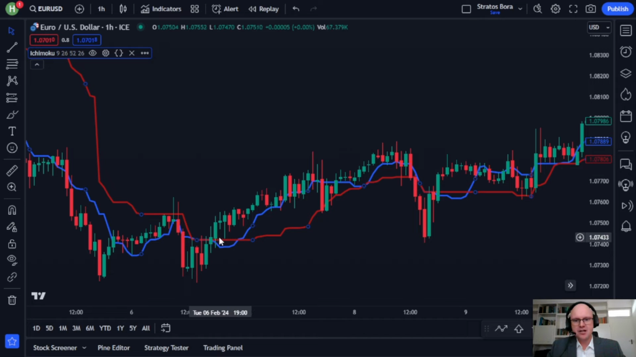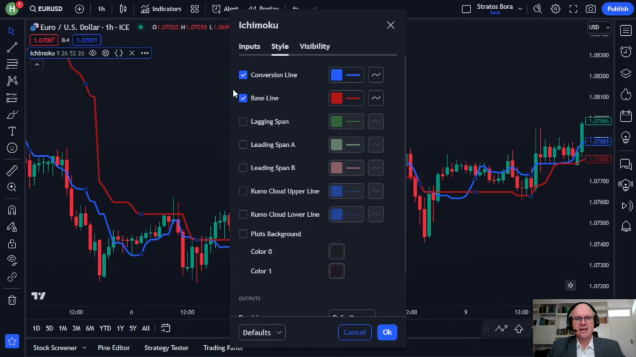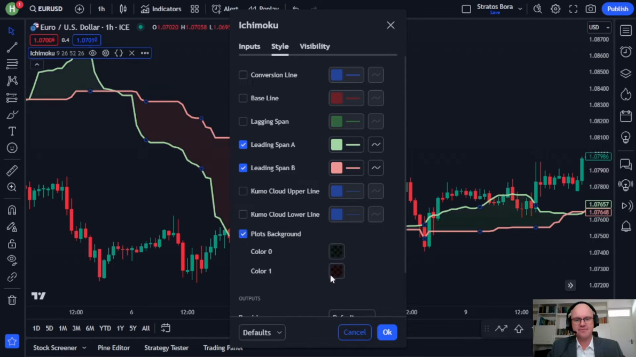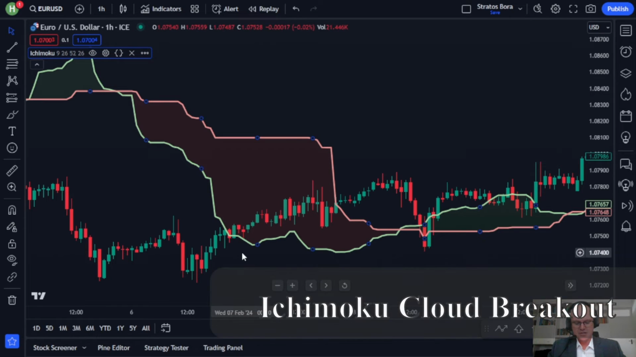Now for the strategy, when the conversion line crosses above the baseline, we get a buy. And when the conversion line crosses below the baseline, we get a sell. Now, because of the customizable options of the indicator, you can also change what days and what times you want these entries to happen. Then for strategy 5 and 6, we focus on our cloud breakout system.